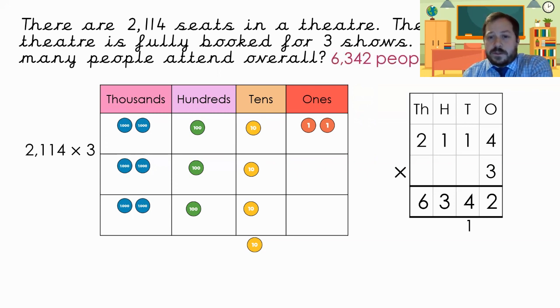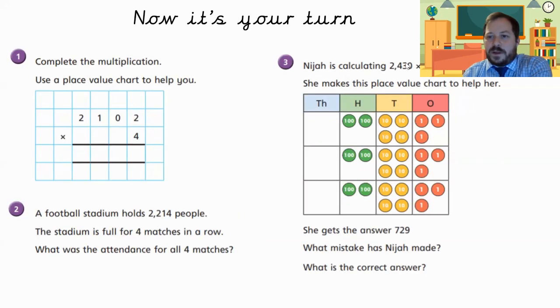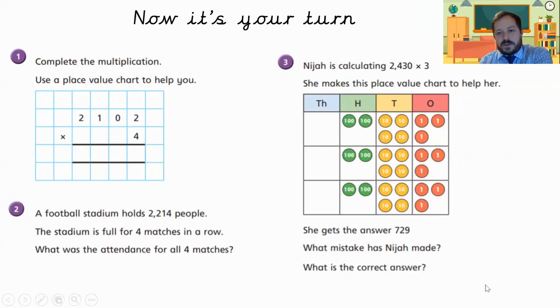We have 6,342 people. I'd like you to have a go at both of these 2 questions here. Use what you know and see if you can find the answers using either of the methods that we've used. Have a go now, pause now.